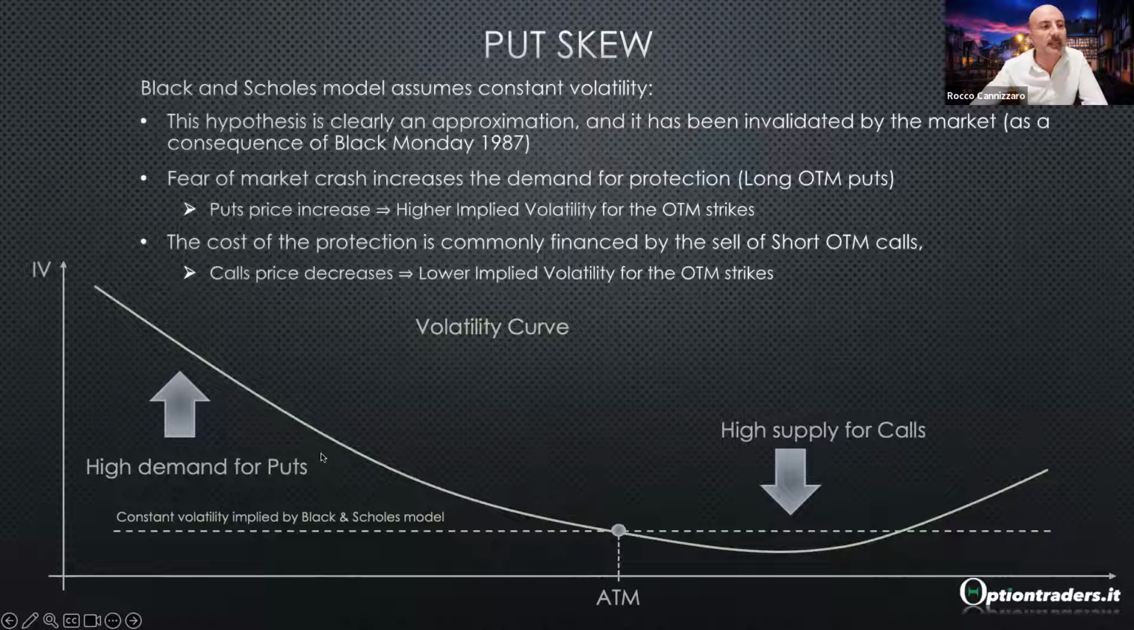In reality, it tends to take a shape that looks like this, where the puts are more expensive than the calls. Now, it's not always like this. So this is called skew. And in this particular case, it's called the put skew because it's basically higher on the put side. But we also have the opposite effect, where essentially the calls are more expensive than the put side. So we'll get there in a moment.